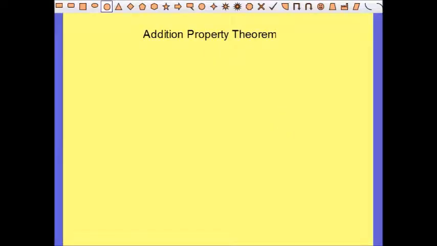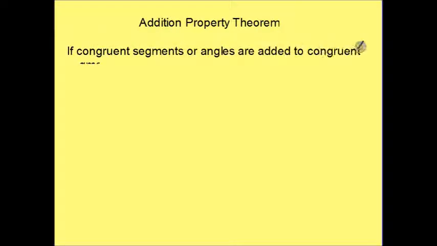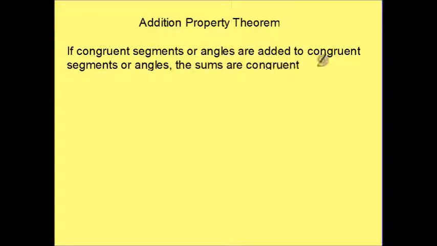Alright, the first property we're going to talk about is our addition property. Now, this is the way our addition property is going to work. What it says is if congruent segments or angles are added to congruent segments or angles, their sums are congruent. Now, what does that mean? Well, let's make a picture for that one.